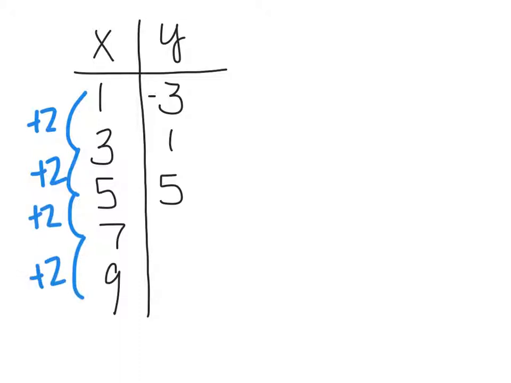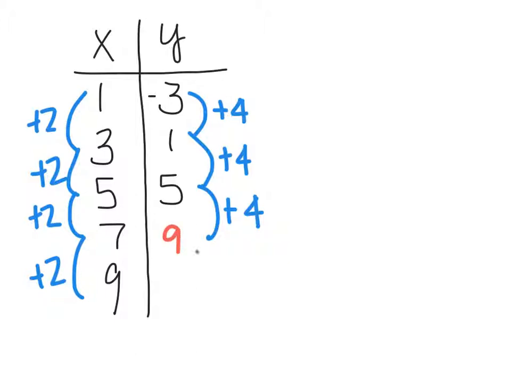On the right-hand side, negative 3 to 1 is an increase of 4. 1 to 5 is also an increase of 4. So to find the next number in our set, we would have to go up by 4. Well, 5 plus 4 is going to give me 9. And then to find the next number in our set, again, we'd go up by 4, and 9 plus 4 is going to give me 13.